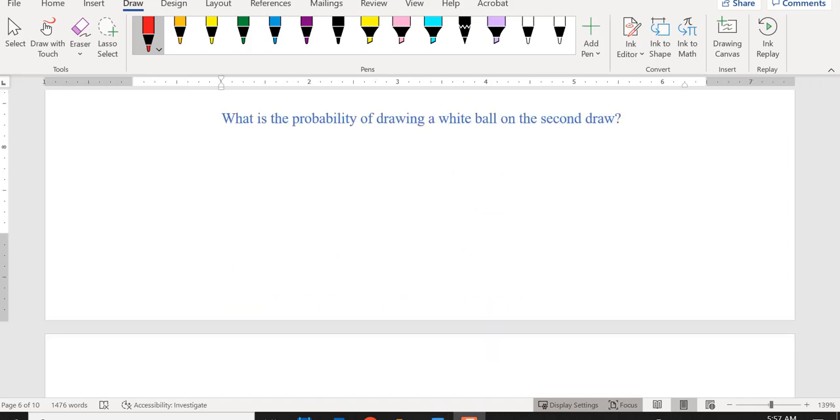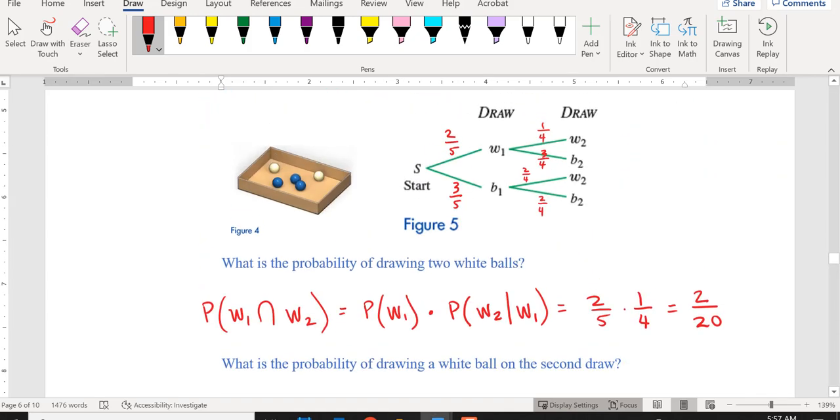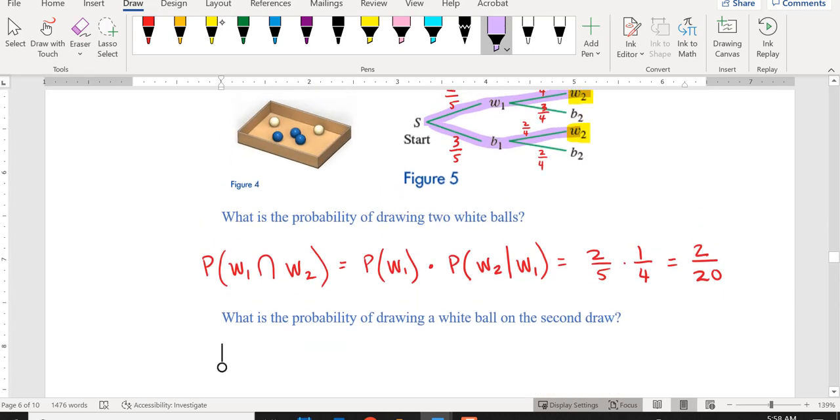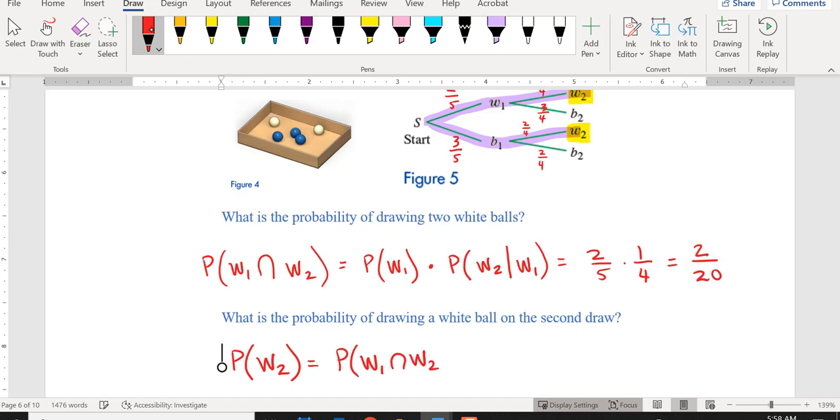Our second part of that question: what is the probability of drawing a white ball on the second draw? Getting a white ball on the second draw, there are two paths. I can do white 1, white 2, or I can do blue 1, white 2. So this is going to be the probability of white on the second. That's going to be the probability of white on the first and white on the second, plus the probability of blue on the first and white on the second.